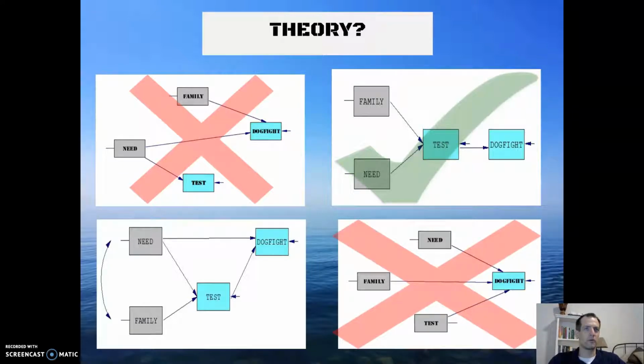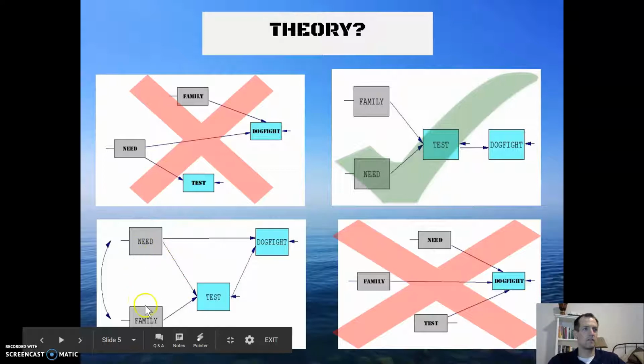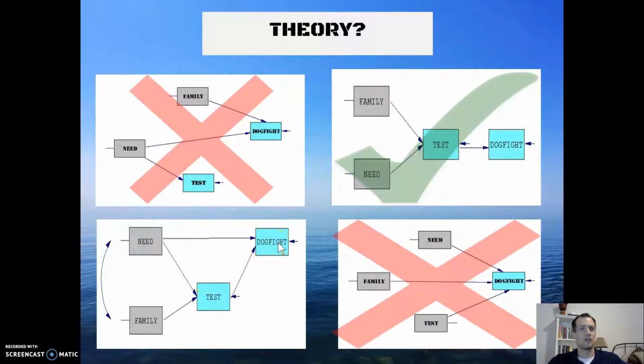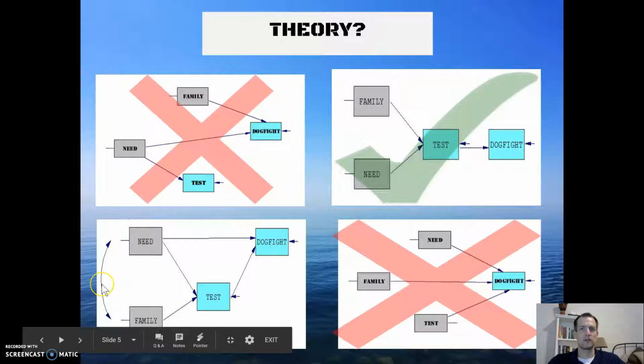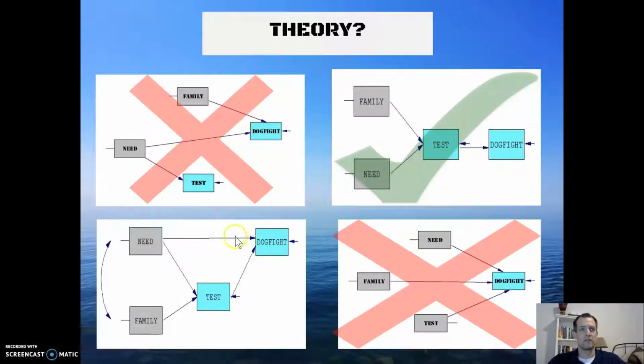Now, this fourth one has need and family as predictors, having an effect on test scores, which then has an effect on dogfighting ability. It also has need and family being correlated, which seems like it's probably true, and it also suggests that need may have a direct effect on dogfighting. So this is more the Maverick model, what he might think is going on: that the intuitive need for speed that a pilot has might have a really strong effect on how good they are at dogfighting. So that's another model that maybe is good.